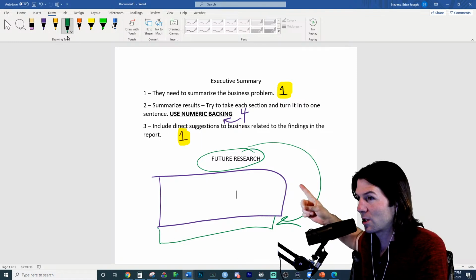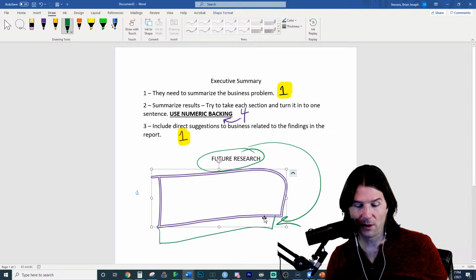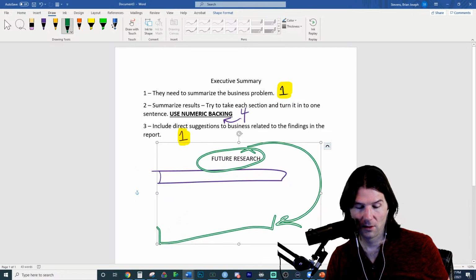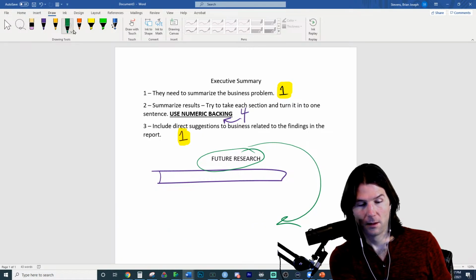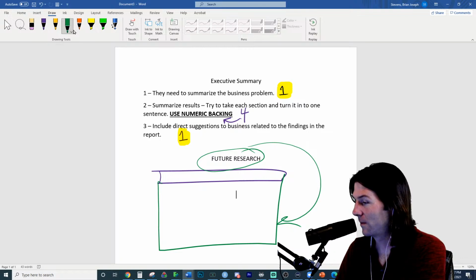For the future research, you don't want it to look like this. Here's how you want future research to look. This is how it should look. So future research should look something like this.